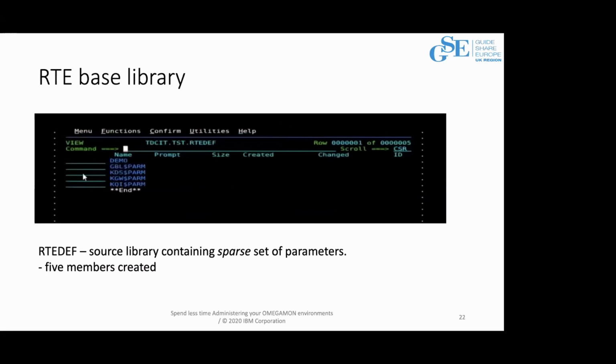And as I said earlier, it will create the RT member and a few $PARM members underneath, which contain a sparse set of parameters. These members are not that busy. So that's one of the things that came from the sponsor users. We just want to see what we need to change. We don't want to see all of the defaults.